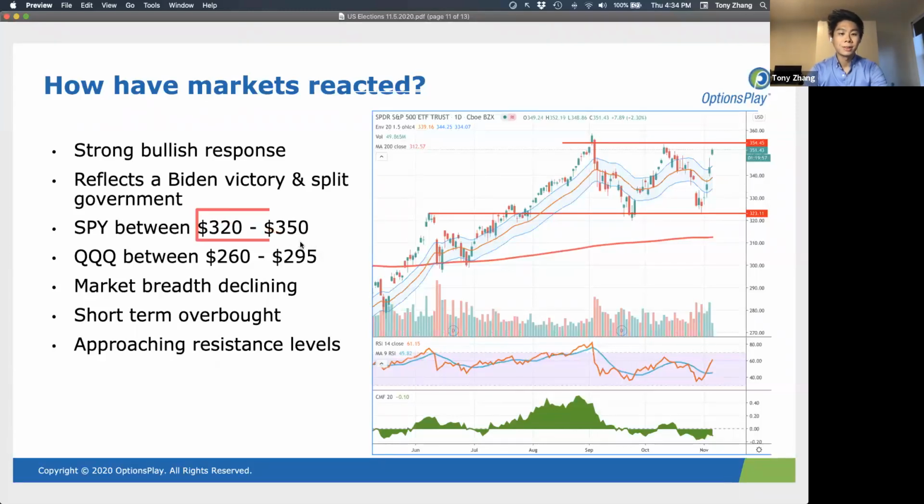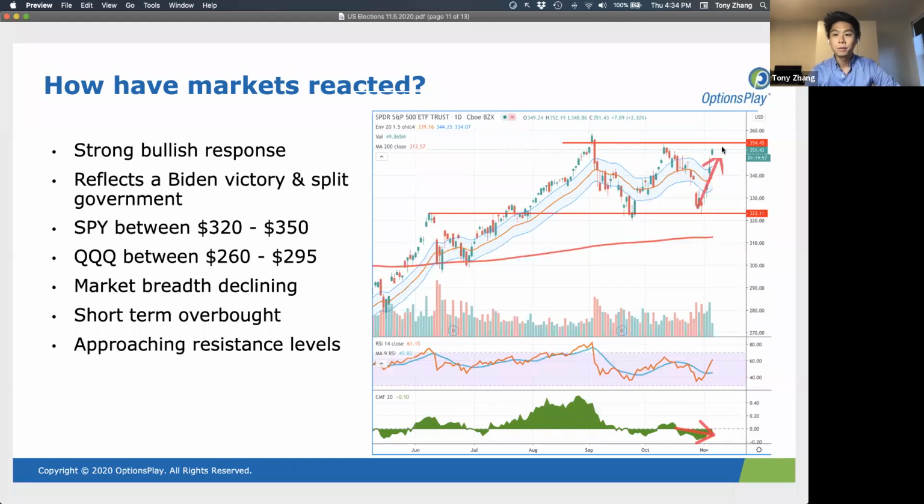From my perspective, I think this is a trading range that's going to hold for a little bit. I don't see a strong catalyst at the moment, at least not for the next couple of weeks, that drives this market substantially higher outside of this range. So 320, 350 on SPY, 260, 295 on QQQ, or the NASDAQ 100 index. The one thing I will point out here is that market breadth hasn't been particularly strong.